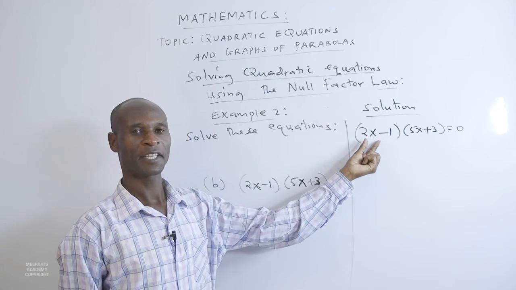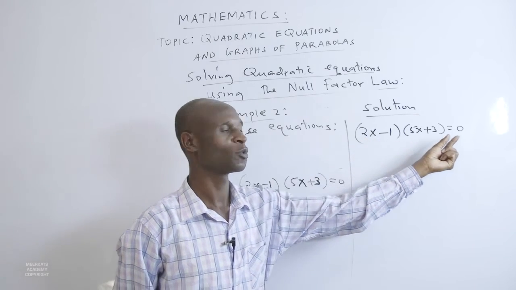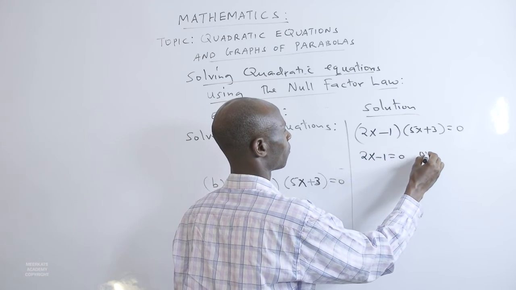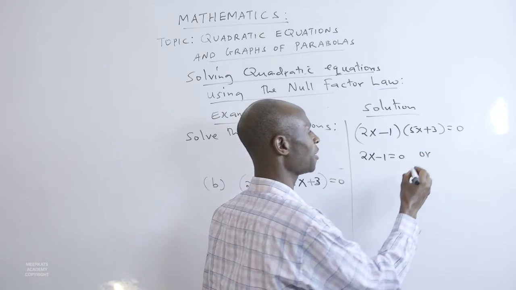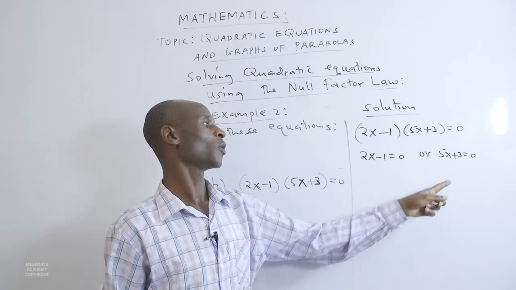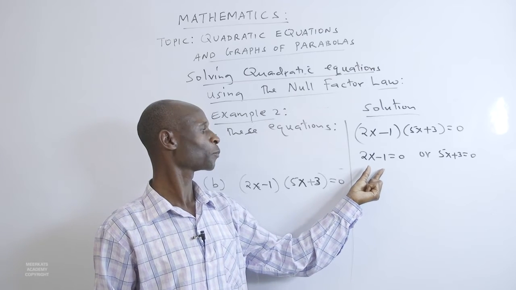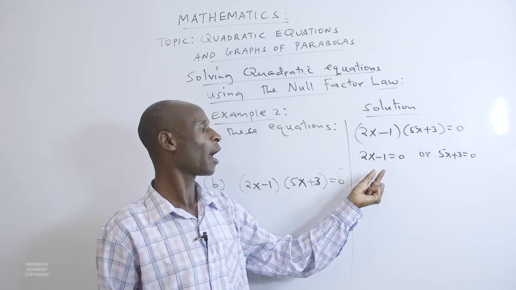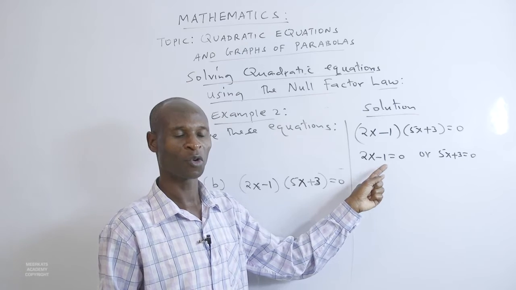I believe you have discovered that the first linear factor is 2x minus 1, and we equate it to 0. Or the second linear factor, 5x plus 3, again is equal to 0. Taking the first linear factor, we can find the value of x by first of all adding 1 on both sides. Because it's minus 1, we add 1 on both sides.